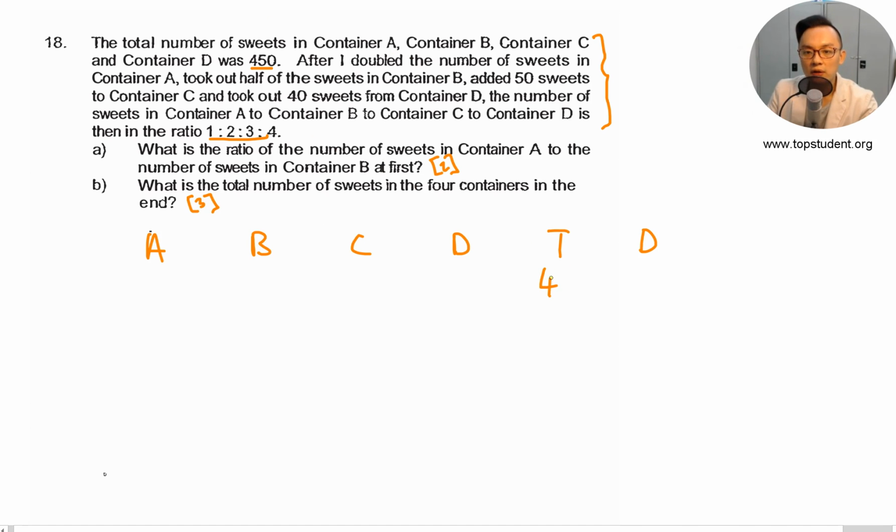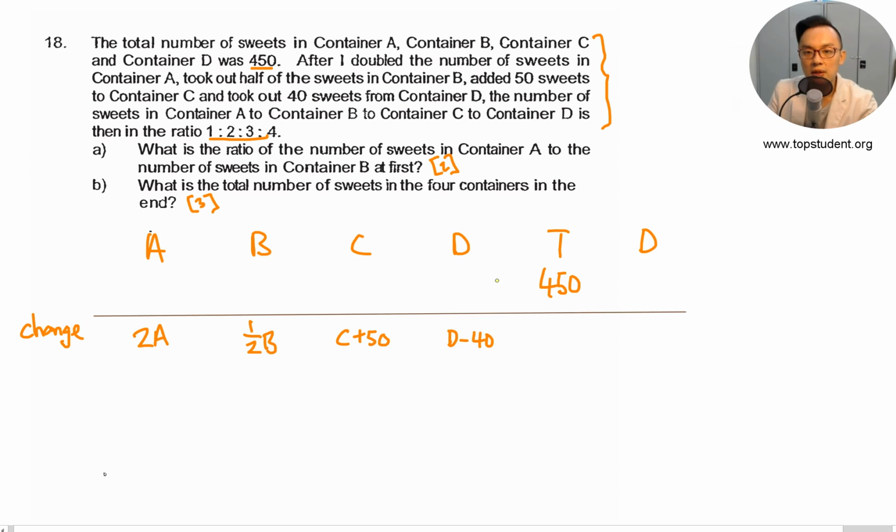So total is 450. So A, B, C, D is 450. After I doubled the sweets in A, what I do is my change. I'm very careful every time there is so much information. I like to draw lines and make sure I know what I'm doing. So when I double my sweets, it becomes 2A. After I double the sweets in A, took out half the sweets in B, it becomes half B. Added 50 sweets in C, so it's C plus 50. And took out 40 sweets from container D, so it's D minus 40. The number of sweets in containers A to B to C to D is then in a ratio 1:2:3:4.